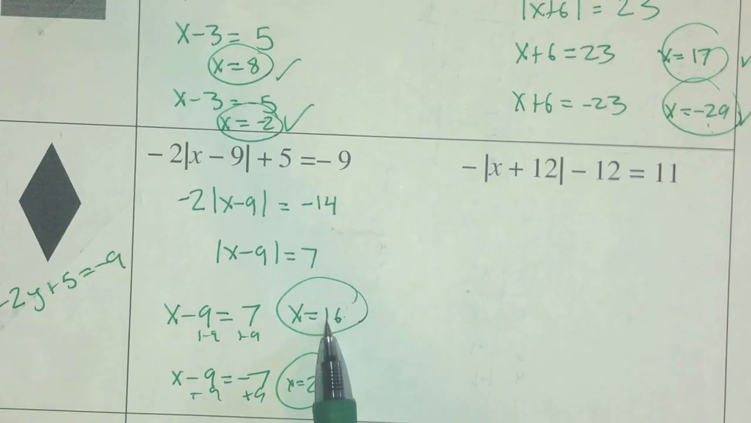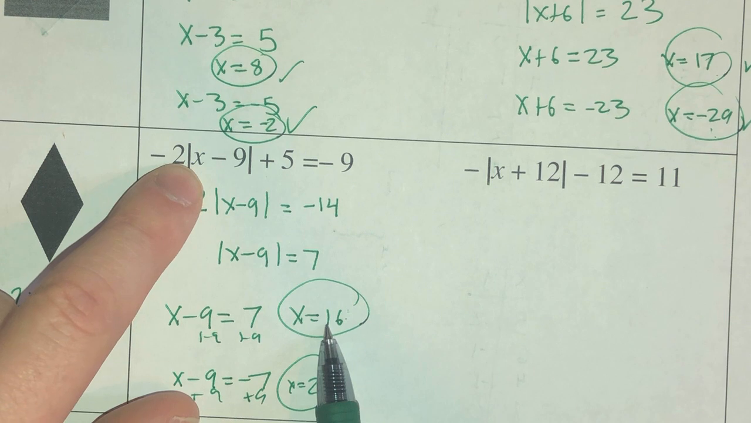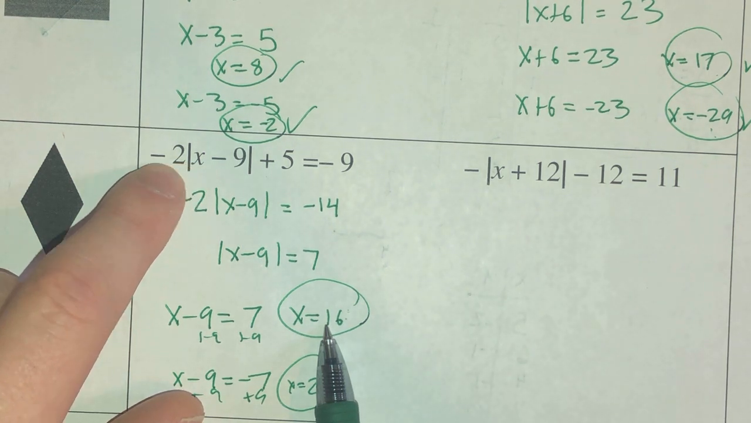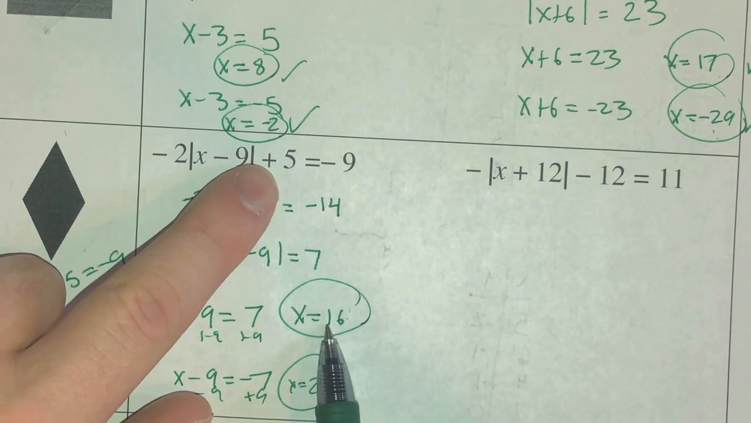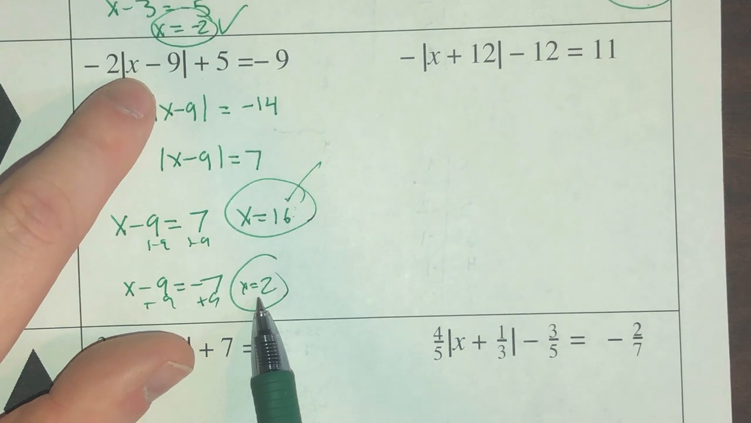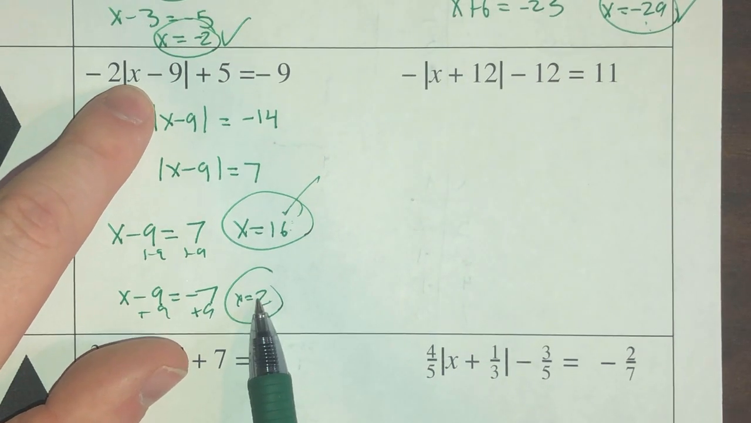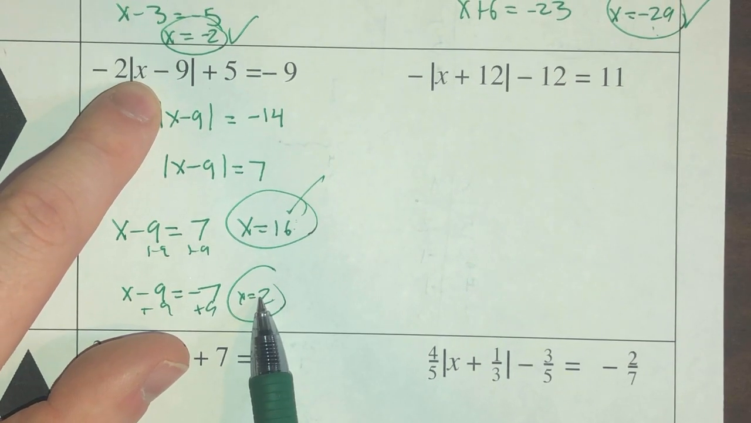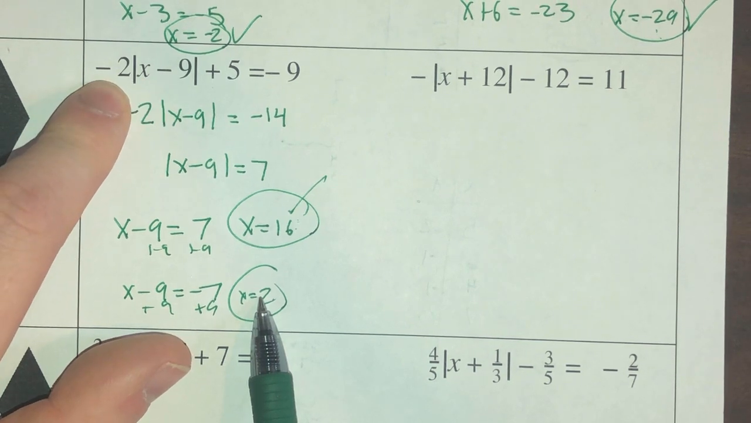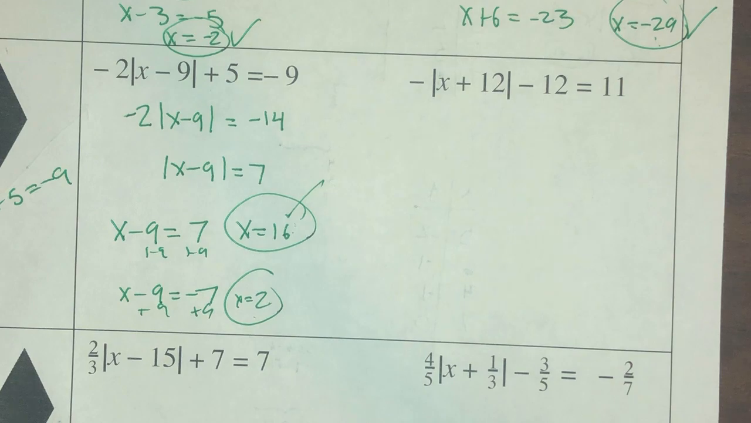Okay, again, check our answers. 16 minus 9, that is 7. Okay, absolute value of 7 is 7. 7 times negative 2 is negative 14. Negative 14 plus 5 is negative 9. All right, 2. 2 minus 9, negative 7. Absolute value 7. 7 times negative 2, negative 14. Negative 14 plus 5, negative 9.